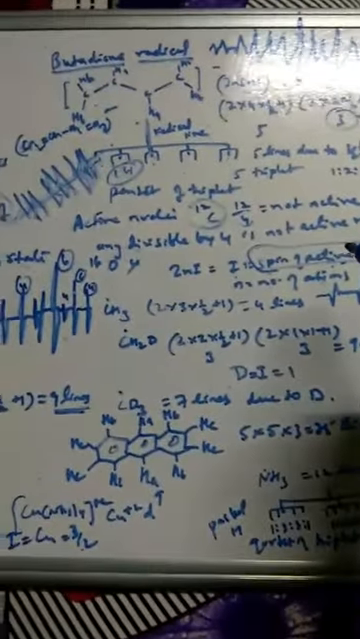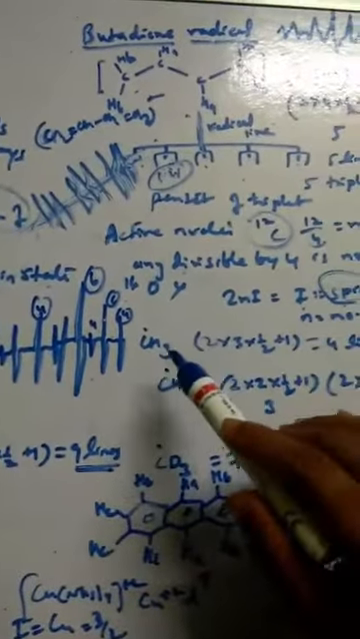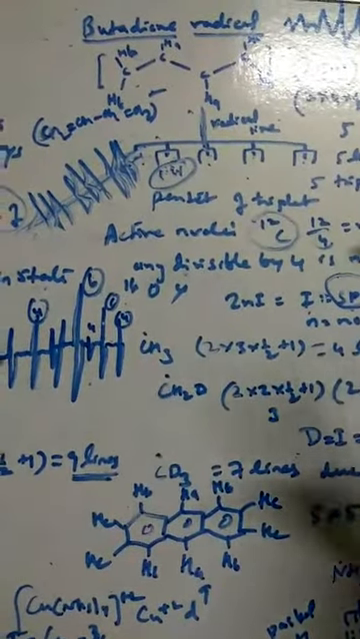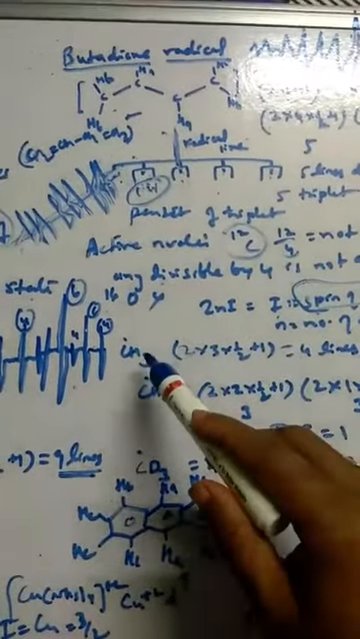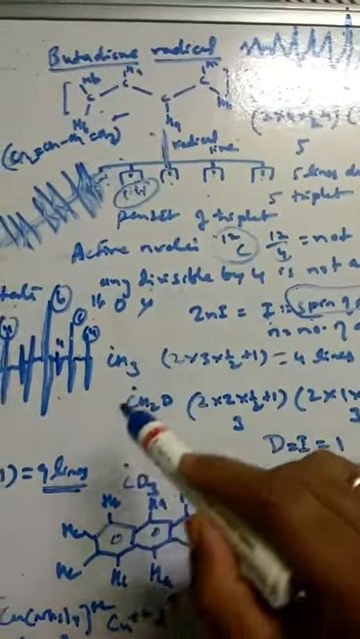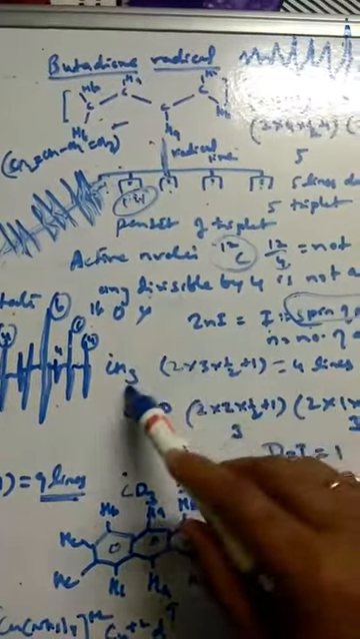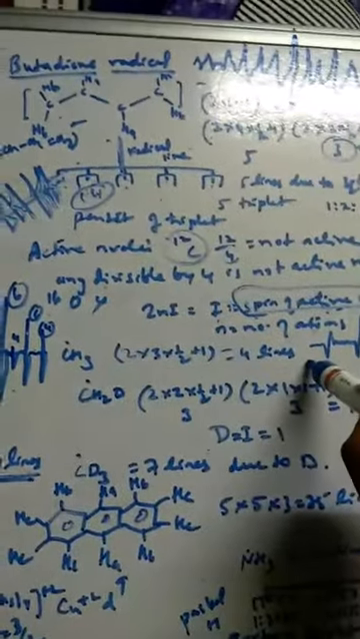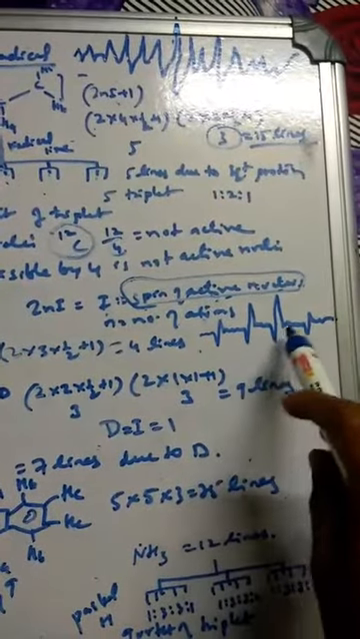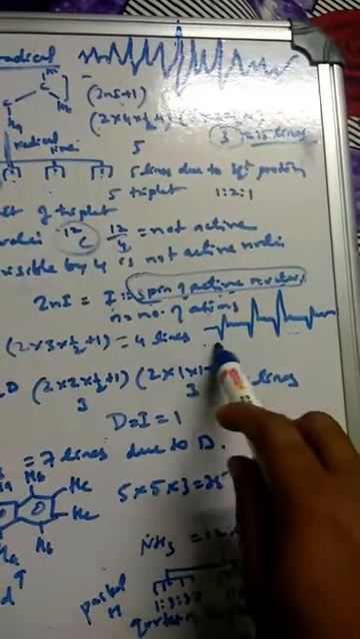Now if you see the methyl radical, CH3 radical, it's very easy for you. If in the examination they ask how many lines EPR is going to show for this methyl radical, it has 3 hydrogens, so 2nI plus 1, 2 into 3 into half plus 1, that is 4 lines. So the methyl radical is going to show 4 lines like this.